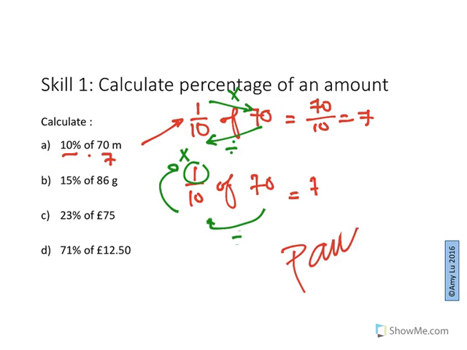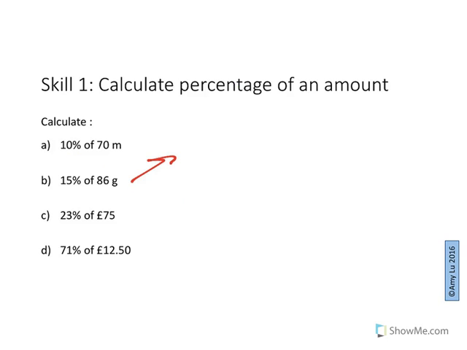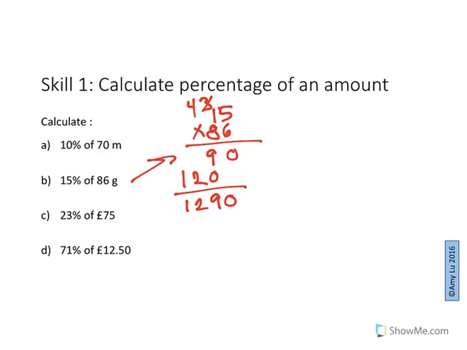At this time, pause and do B, C, D. I'm going to go ahead and just multiply my numbers out. I'm going to do 15 times 86, which gives me 1,290. And then step 2, remember to divide it by 100, which moves my imaginary decimal in 2 places to give me 12.90 grams.